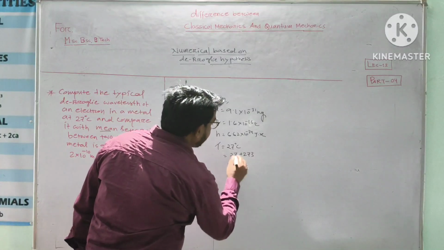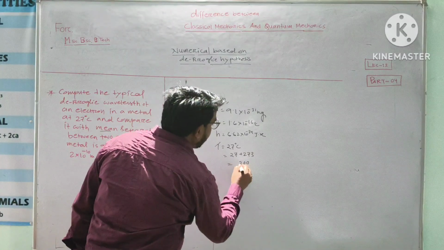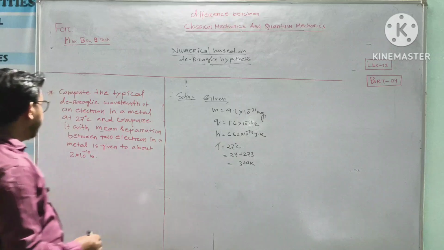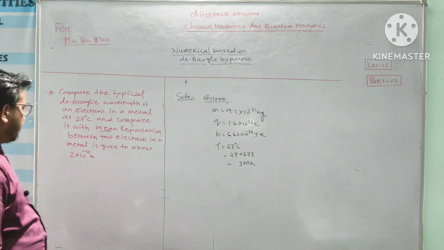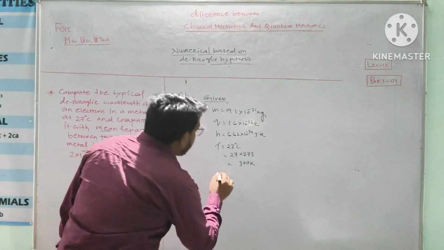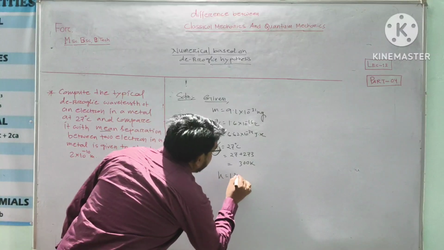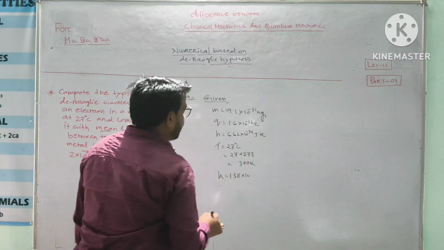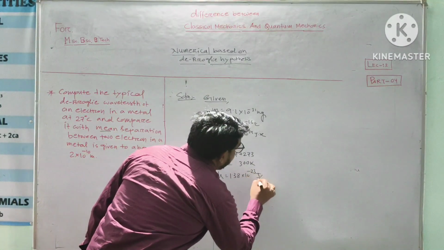And temperature T equal 27 degrees Celsius, and this is equal to 27 plus 273. After solving this part, 300 Kelvin. Okay, and Boltzmann constant K equal 1.38 into 10 to the power minus 23 joule per Kelvin.